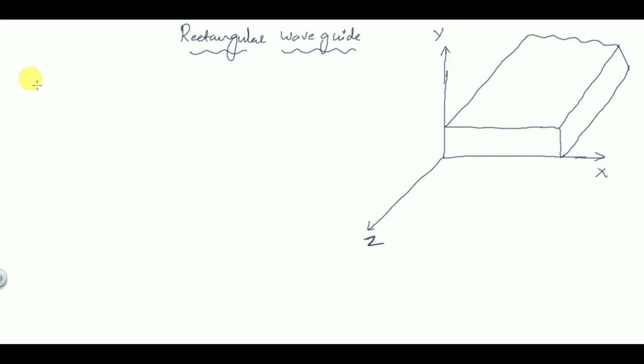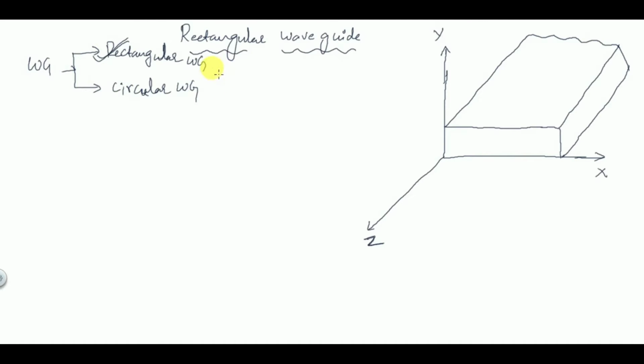Generally waveguides are classified into two types based on the shape of the waveguide. One is rectangular waveguide, because it is rectangle in shape, and second is circular waveguide. For UGC NET Electronic Science we have only rectangular waveguide.